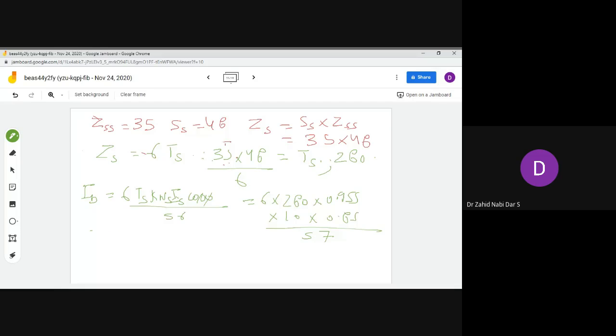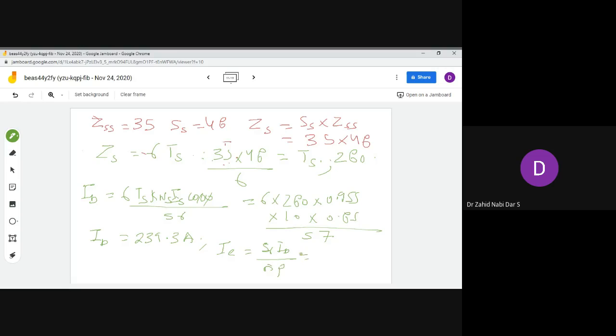So the bar current, you'll get around 239.3 amps. Once you get your bar current, it is not a big thing. You can easily calculate your end ring current. End ring current is what? SR into IB into pi p.